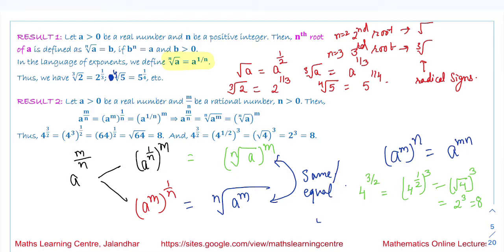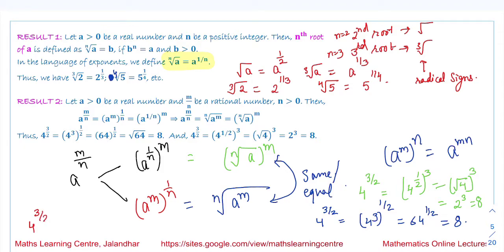Similarly, 4 raised to the power 3 by 2 is equal to 4 raised to the power 3, raised to the power 1 by 2. So it is 4 raised to the power 3, which means 64, raised to the power 1 by 2. The answer is 8.